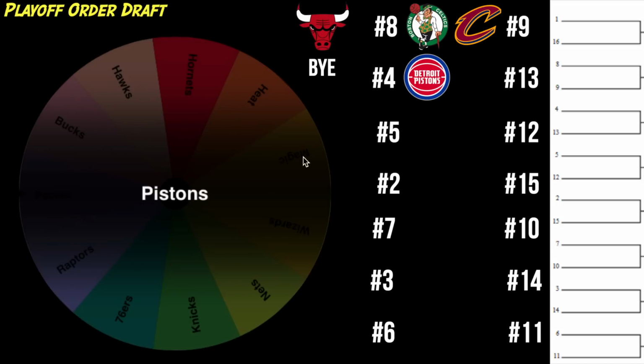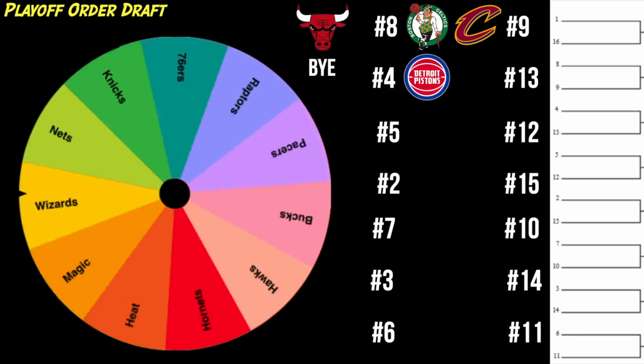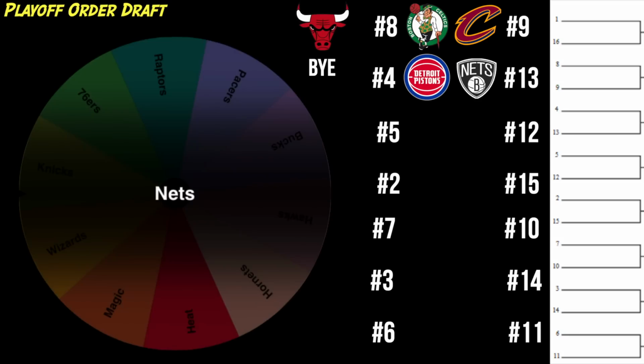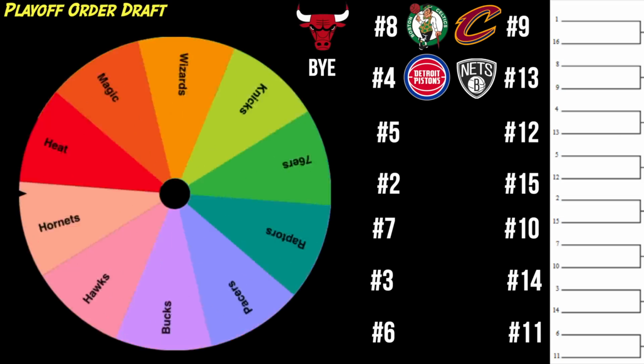And the Detroit Pistons will go down and take that 4 seed. And now who will they be playing as a 13 seed? It's going to be the Brooklyn Nets. I mean, that's a tough first round matchup for the Pistons, but you never know. Can they pull off an upset? We've seen it happen in simulations before.